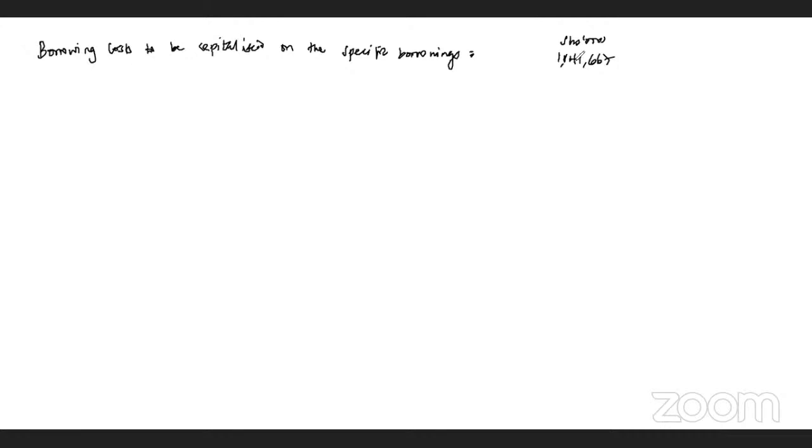Now, of course, we have the general borrowings. I don't know if there is anyone with a question before we move to the general borrowings. Stella, Winnie, Macklin, any question on the specific borrowings so far? Okay, let's look at the general borrowings.